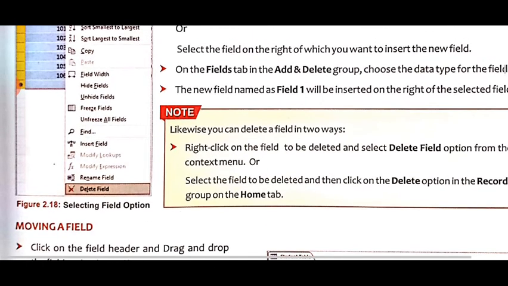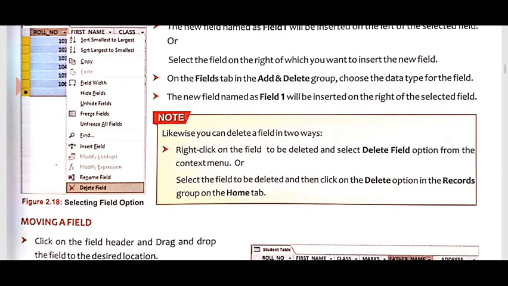And deleting a field in datasheet view. How can we delete? In the same manner, right click on the field to be deleted and select the delete field option from the context menu. Another method: select the field to be deleted and then click on the Delete option in the Records group on the Home tab, and you can delete.